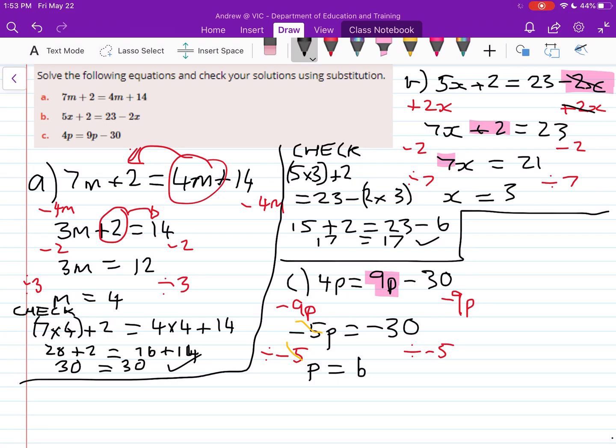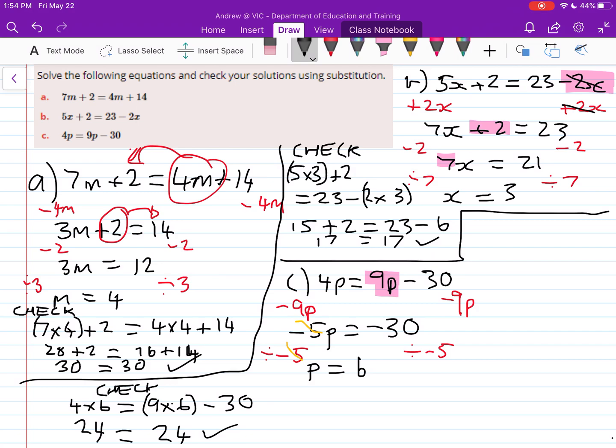Now, let's do our check. So 4 times 6 is going to equal 9 times 6 minus 30. So 4 times 6, 24. 9 times 6 is 54 minus 30, which is 24. So our check is right. So that's how you can check your solutions using substitution.